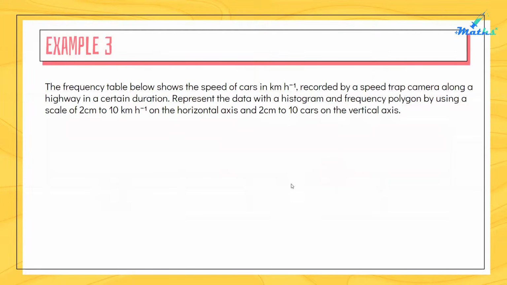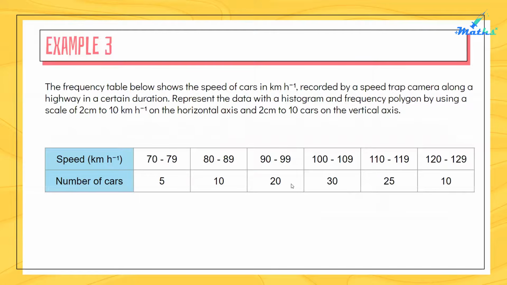Example 3. The frequency table below shows the speed of cars in km/h recorded by a speed trap camera along a highway. Present the data with a histogram and frequency polygon by using a scale of 2 cm to 10 km/h on the horizontal axis and 2 cm to 10 cars on the vertical axis.